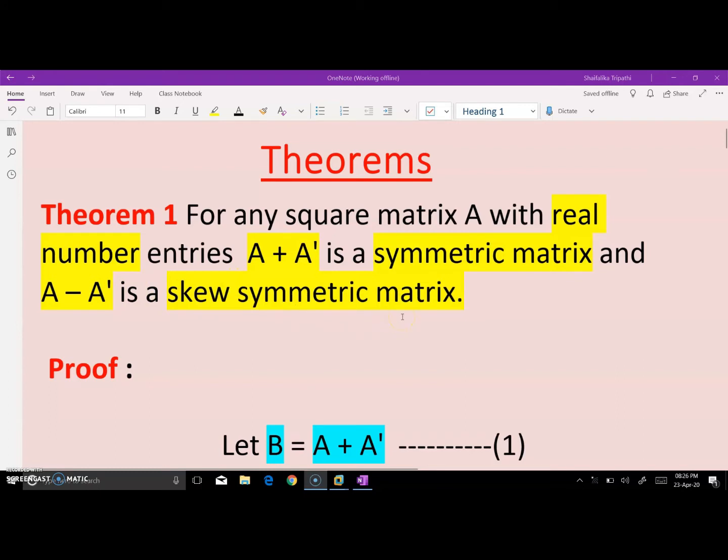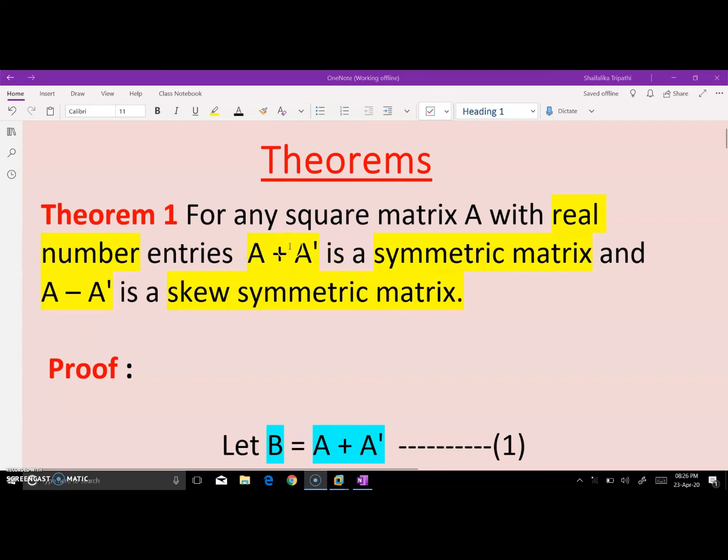All right. So basically the theorem is, we have to prove that A is any square matrix with real number entries, and that A plus transpose of A will be a symmetric matrix, and A minus transpose of A will be a skew symmetric matrix. So let's start the proof.